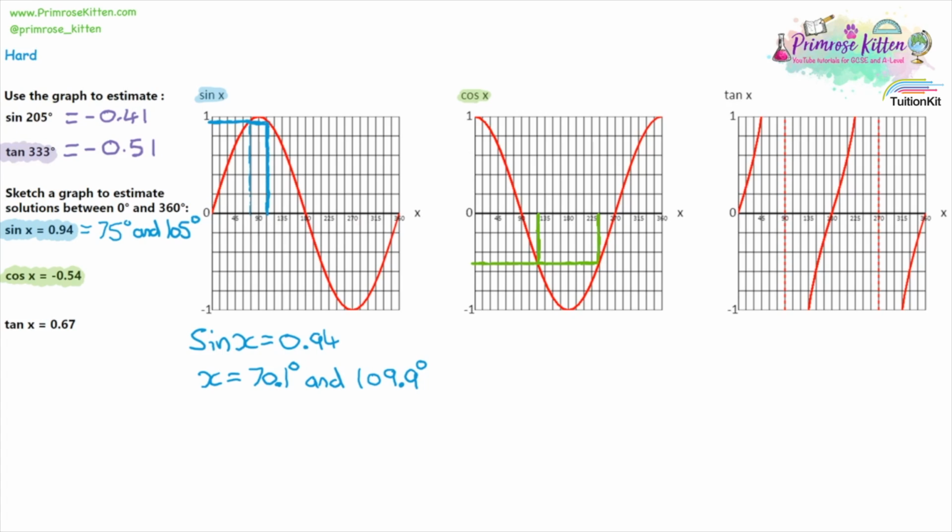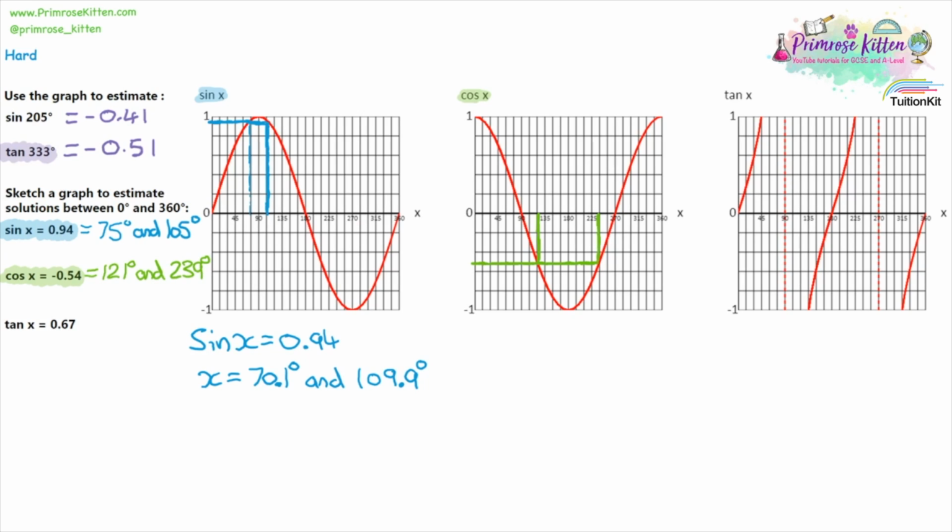Now, the first one looks to be just under 15 degrees away from 135. So 135 take away 15 will give us 120. And I think it's a little bit before that. So let's say 121 degrees. Now, the second one looks like it's just under 15 degrees above 225. So 225 plus 15 is 240. And just before that, let's say 239 degrees.